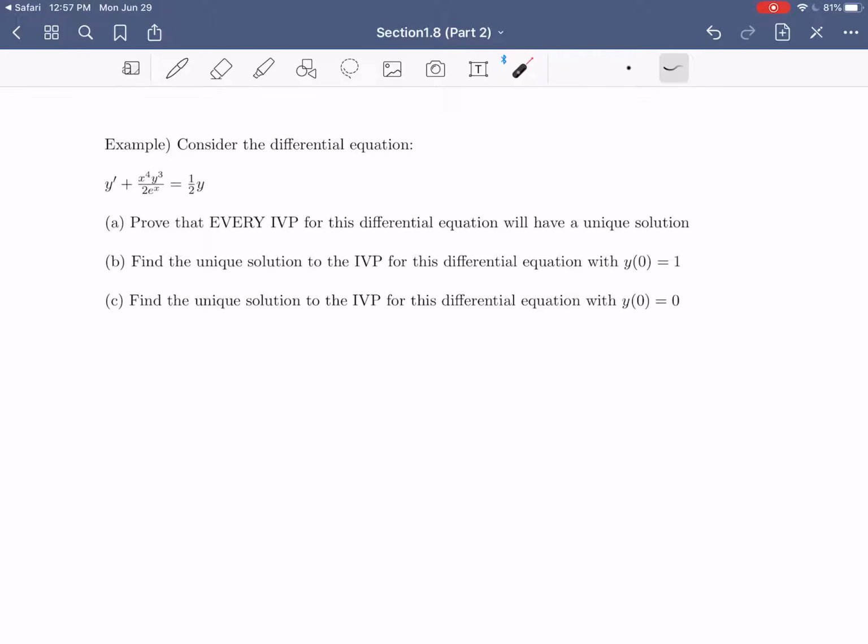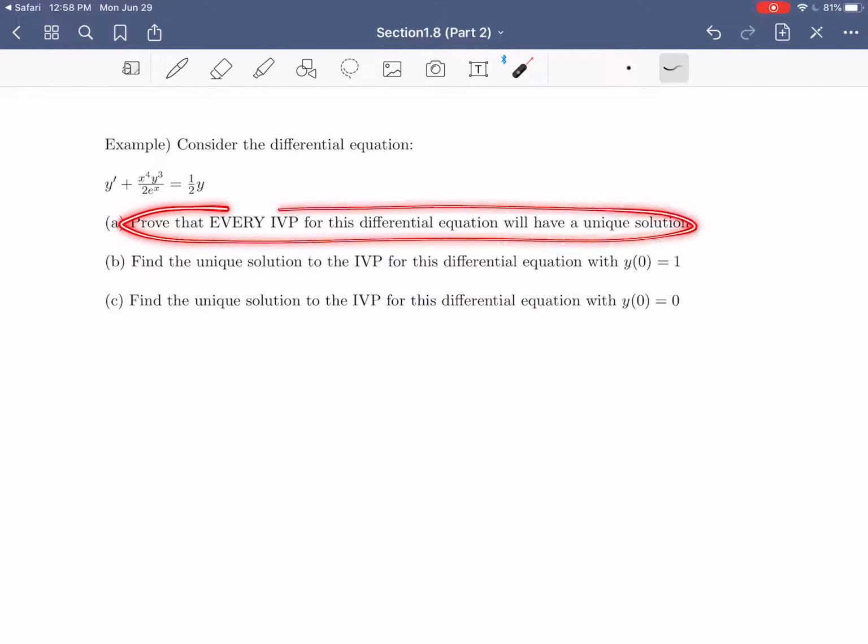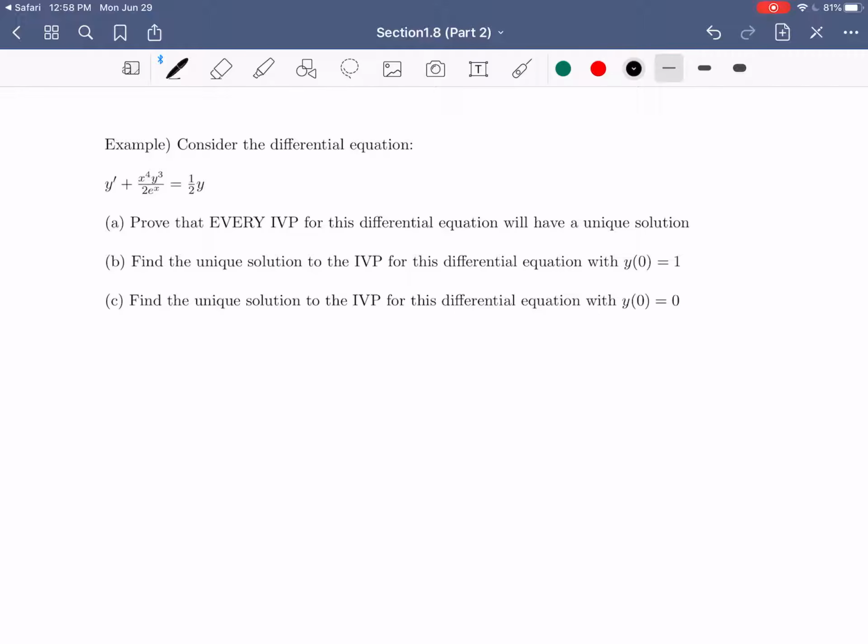For this last example, we're going to consider this differential equation. We're going to prove that every IVP for this differential equation will have a unique solution. Then we're going to find the unique solution to 2 different IVPs, one with y of 0 equal to 1 and one with y of 0 equals 0. So let's start with part A, trying to prove that this thing has a unique solution for every IVP.